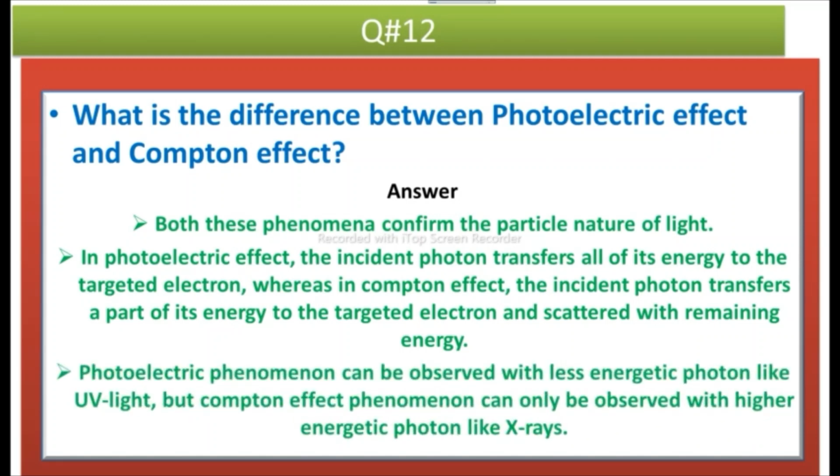And the next difference is that photoelectric phenomenon can be observed with less energetic photon like UV light, but Compton effect phenomena can only be observed with higher energetic photon like X-rays.